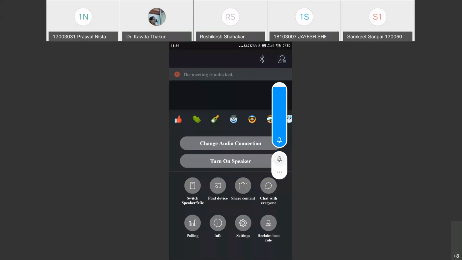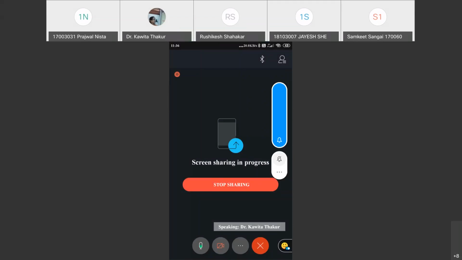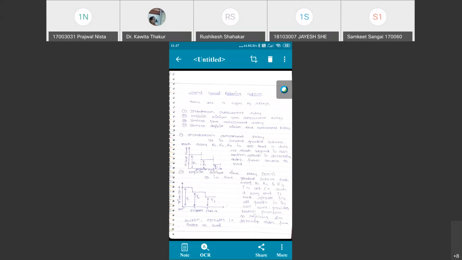Second is the defined minimum time relay, which is also known as DMT. It is also a time graded scheme. Each relay R1, R2, R3 operates for all faults in all the zones and provides backup protection to the adjoining line section, operating in decreasing order from the source. Ma'am, the advantage of DMT is it provides backup protection, and another advantage is it is immune to the ratio of source impedance, that is Z1. The disadvantage of this relay is that the fault persists for a long period of time.